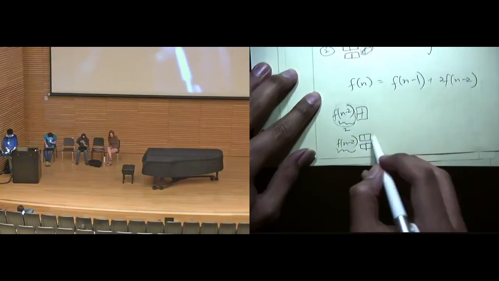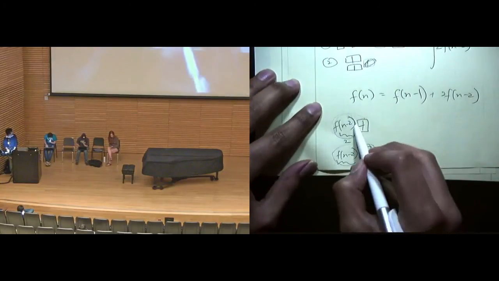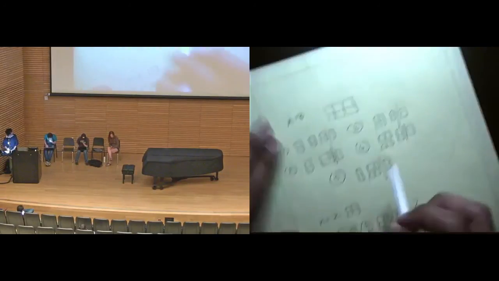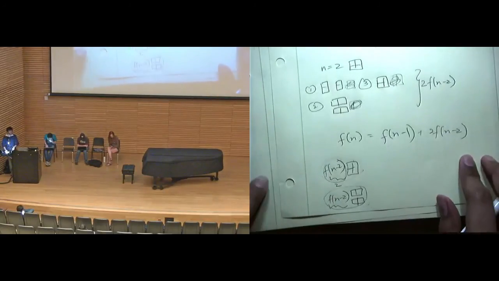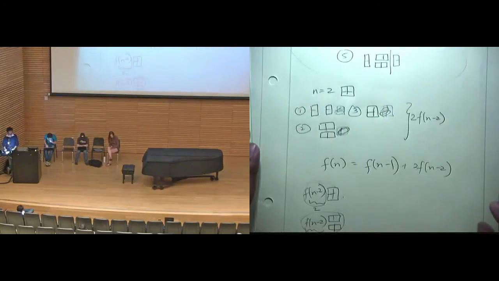So you take all these and you just keep adding them up. So this is f of n minus 2 ways, this is f of n minus 2 ways, and then on the top this was f of n minus 1 way. So it's f of n minus 2 plus f of n minus 2 plus f of n minus 1. So you get this recurrence over here. Is that clear?